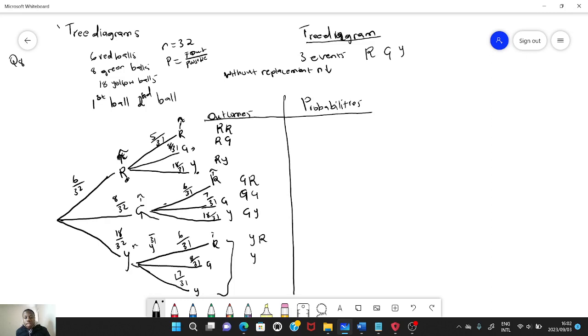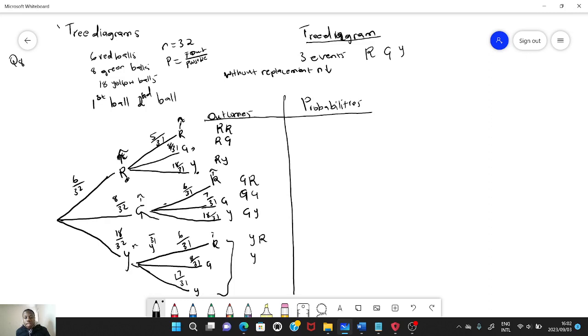Now the same thing applies. Now we look at G. We are done with Y. Now from G, looking at the probabilities on top of my G, I multiply by the following number. For G, I'll have 8 over 32 multiplied by what? Multiplied by 6 over 31.